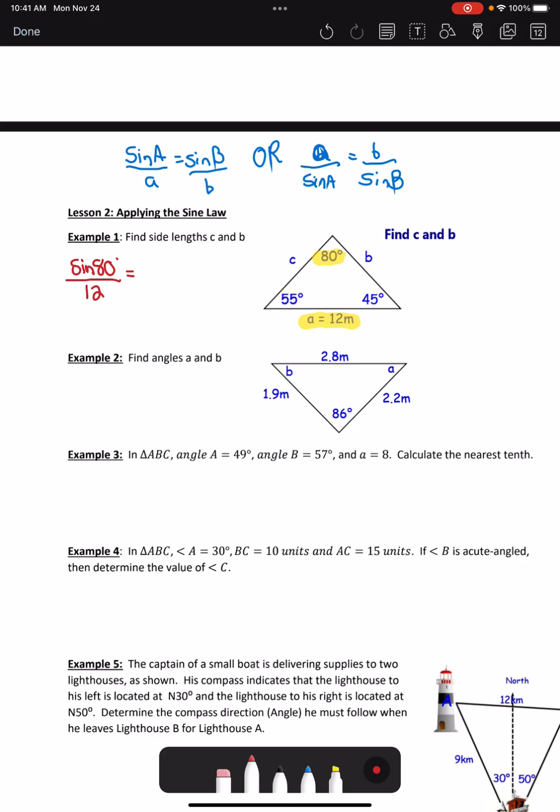And then I'm looking for side C and B. I can find either one, whichever one I want to first. I think I'll find side C. So that is opposite to angle 45. So I'm going to write sine 45 degrees over side length C. And then in the last lesson, we talked about cross multiplying and dividing. So we're going to cross multiply.